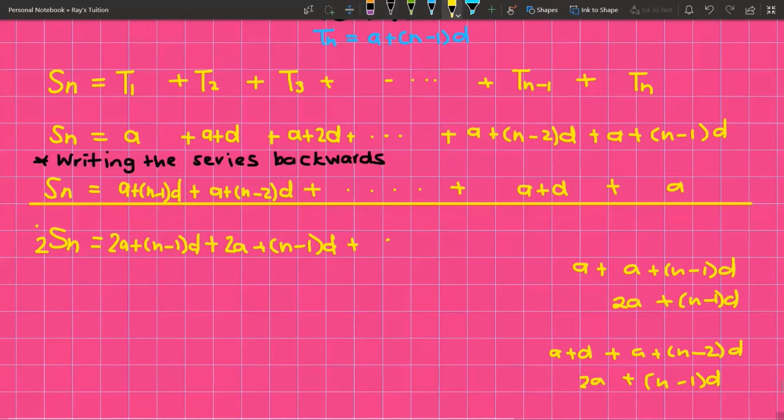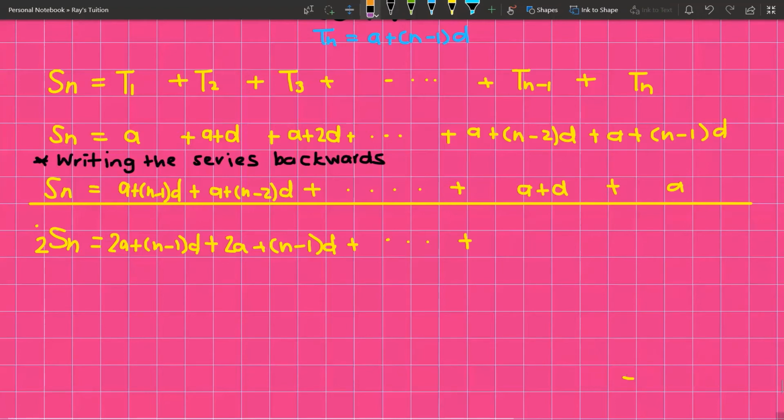We do that all across, and we see that when we add the term that corresponds with the one above, we always get the same number, which is 2a plus n minus 1 times d. So again, a plus d over here gives 2a plus n minus 1 times d, plus, finally, 2a plus n minus 1 times d.